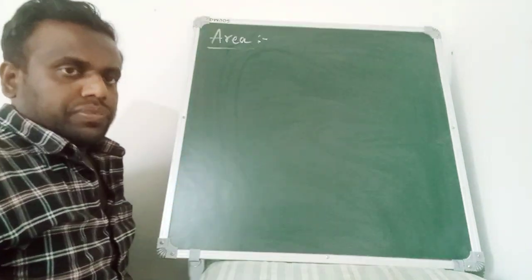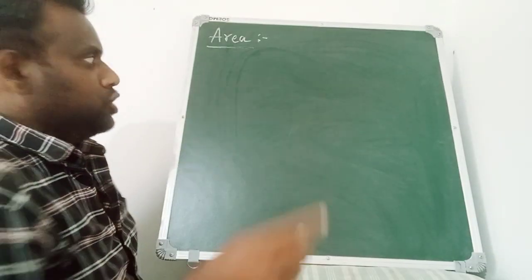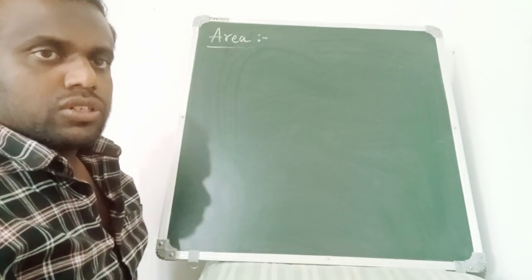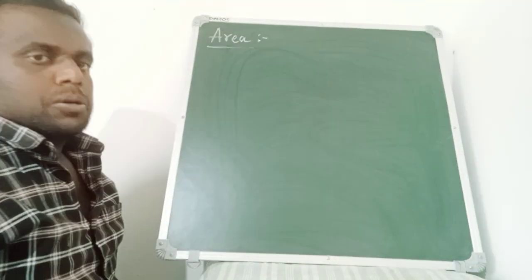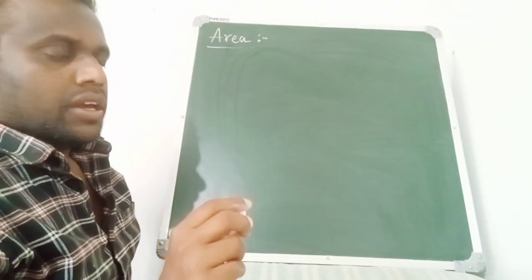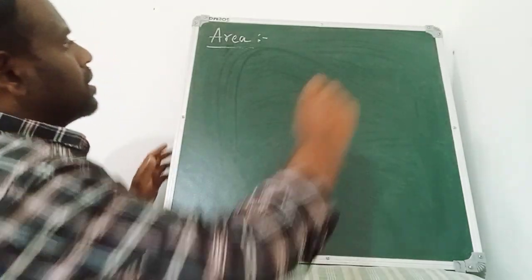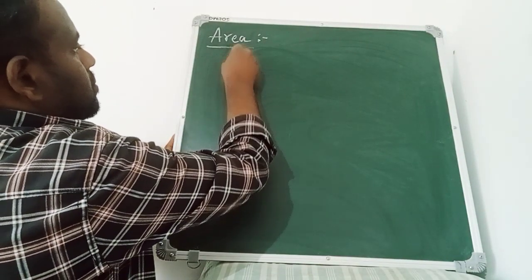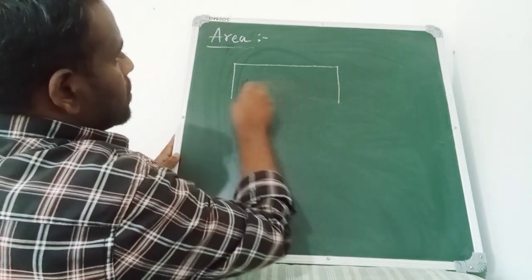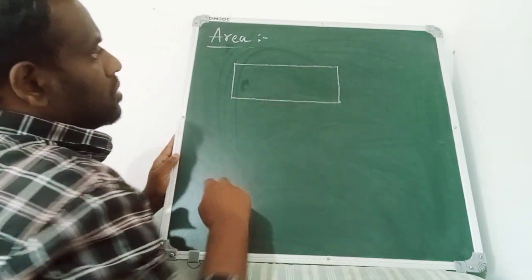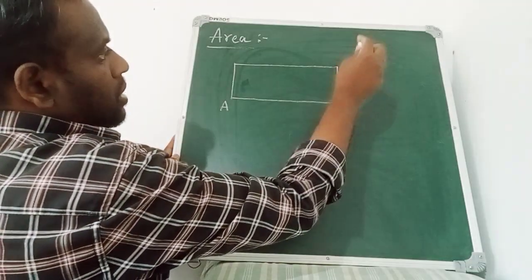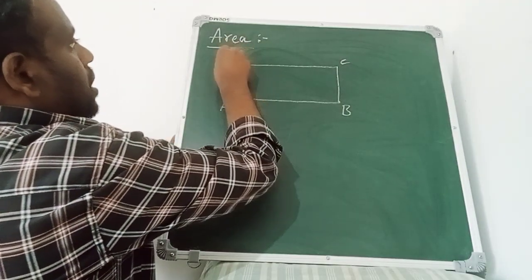So area. In this video I will teach you this concept. First, to understand this, I will take a closed figure. For example, I will take a rectangle. So this is the rectangle. I will mark it as A, B, C and D.